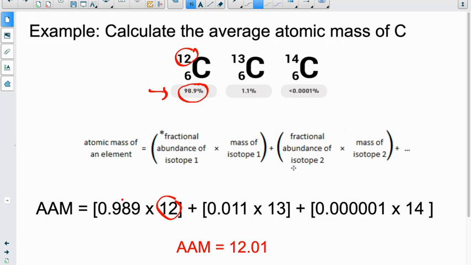of that specific isotope. Here is the fractional abundance, or the decimal form of the abundance of this carbon, and so on and so forth. And you will see that if you actually quickly calculate that, the atomic mass is 12.01. And this is the mass that is found in the periodic table.